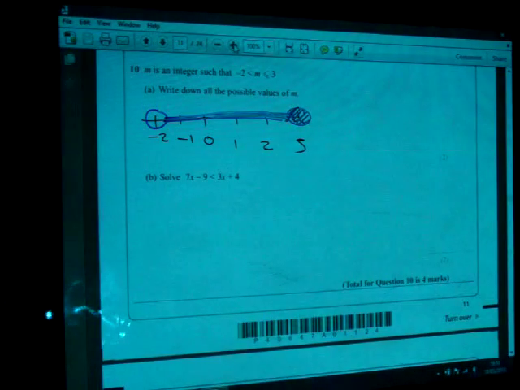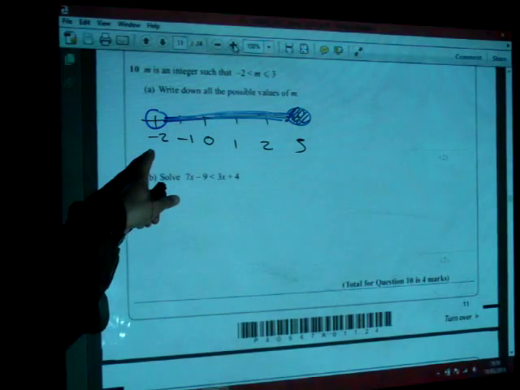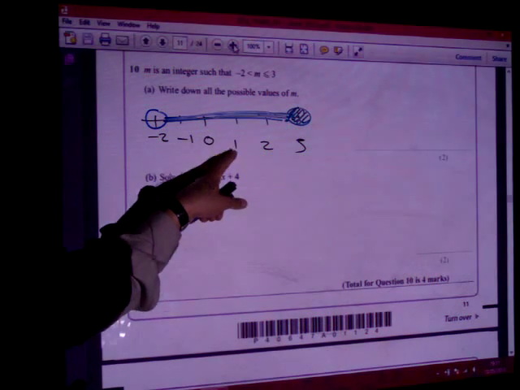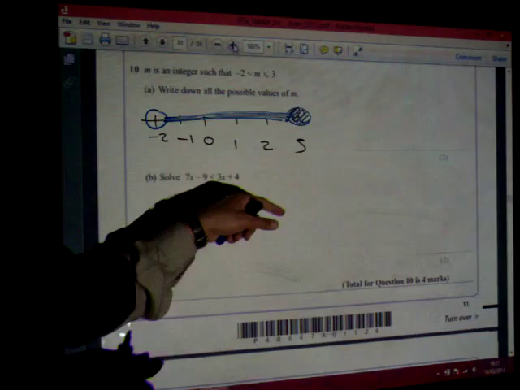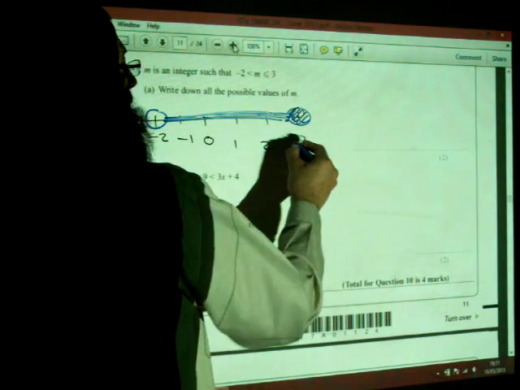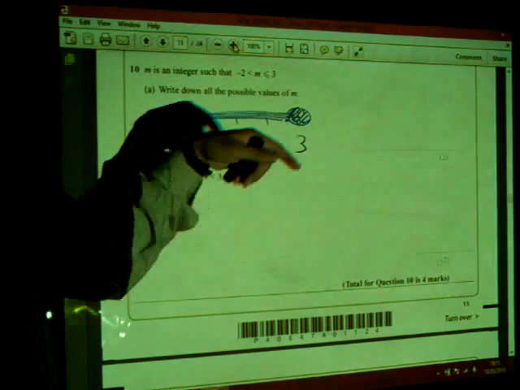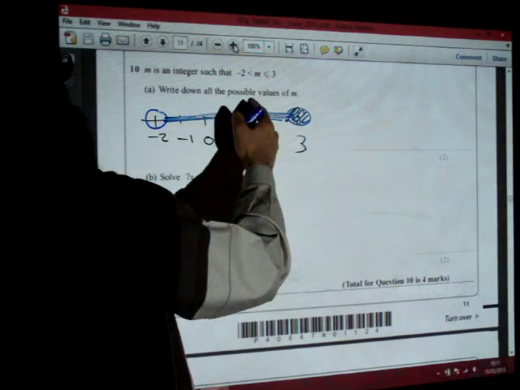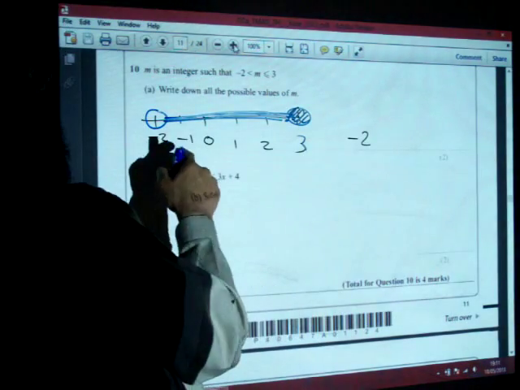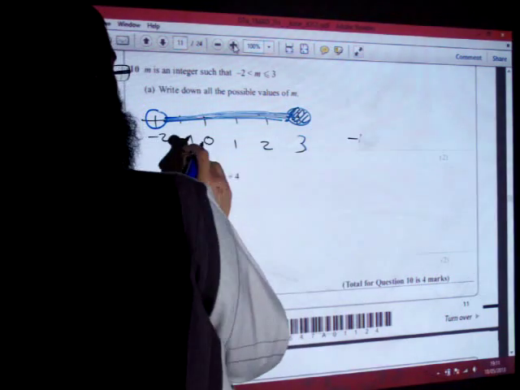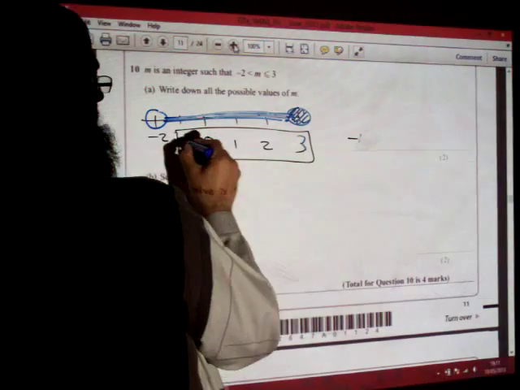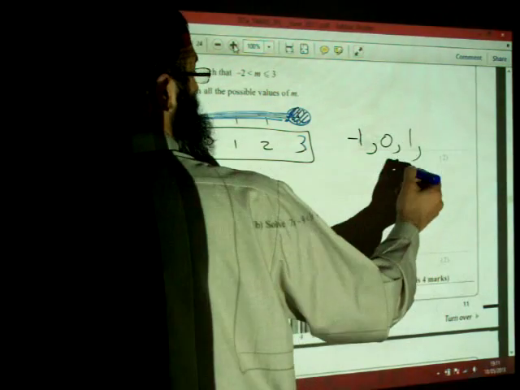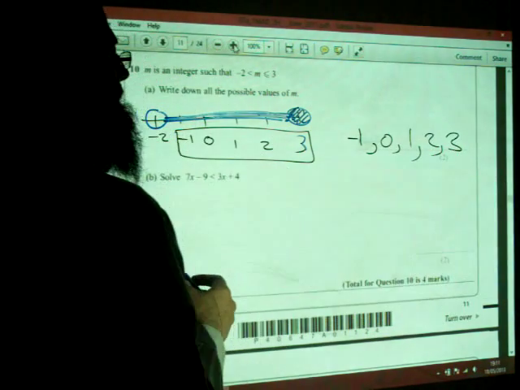Okay, so now all the solutions are in the blue area. So -2 is not part of the answer because it's got to be greater than -2. But -1 is, 0 is, 1 is a whole number, 2 is a whole number, and 3 is a whole number and it's got an equal sign there, so it's also part of the solution. So Isa, what do you write down here then? Write down all the possible values of M: -1, then 0, then 1, then 2, and then 3.